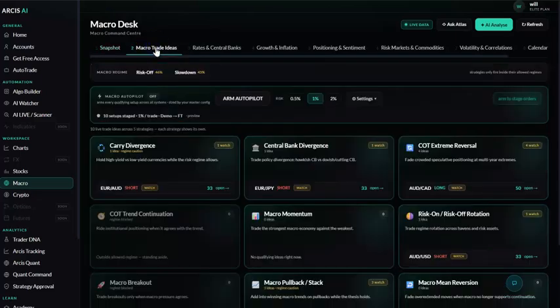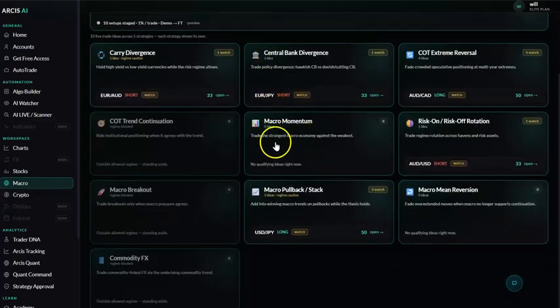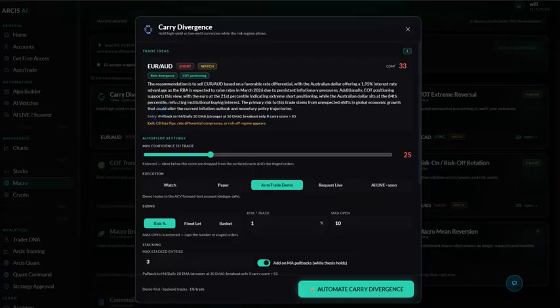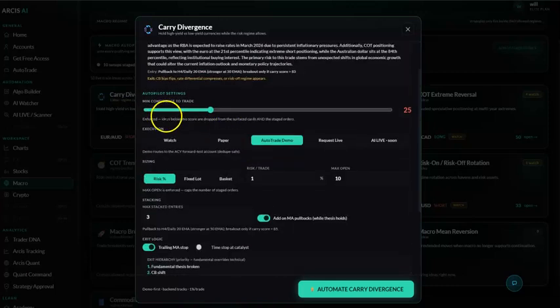Macro trade ideas, this is the trading systems of the dashboard. We have 10 systems. Carry divergence, so that is the carry trades. So we're looking for low yielding assets and high yielding assets and look to trade them against each other for a positive carry. If you open these ones up, it tells you the trade to look at. So this is telling us to short the Euro Aussie. Also gives us a confidence score of 33 for automation.